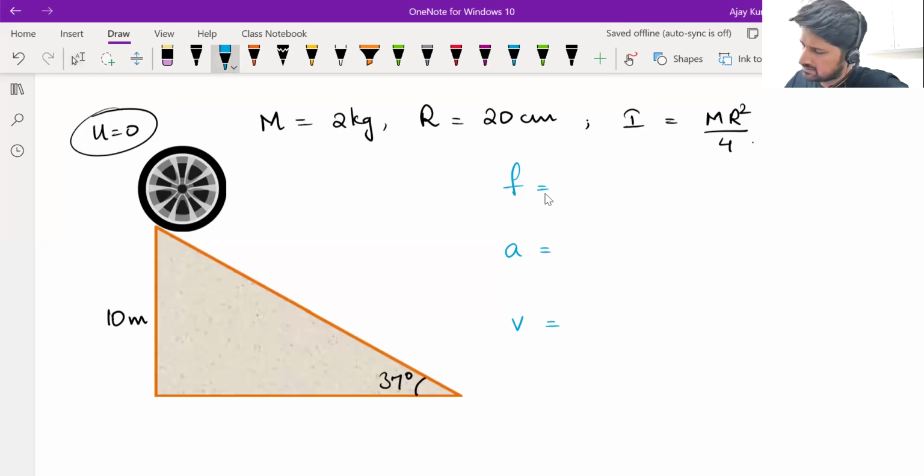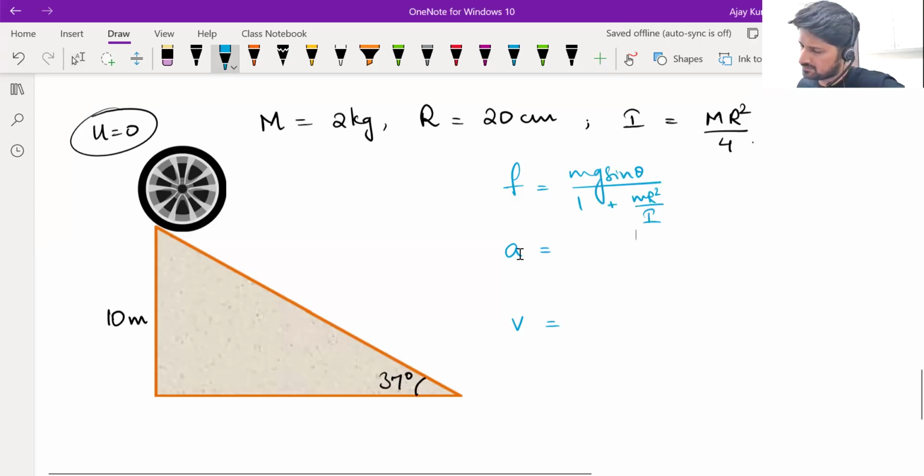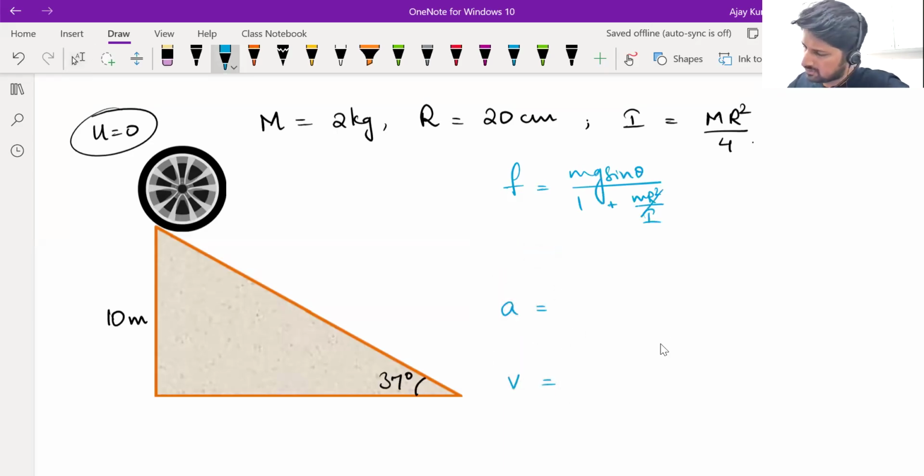Friction is mg sine theta divided by 1 plus m r square by I. Now I is given as m r square by 4, so m r square by I becomes 4. You don't actually have to substitute mass, radius and all. 1 plus 4 is 5. So mg sine theta divided by 5 is friction. How much is mg? 20. 20 sine 37 is 12. 12 divided by 5 is the friction.